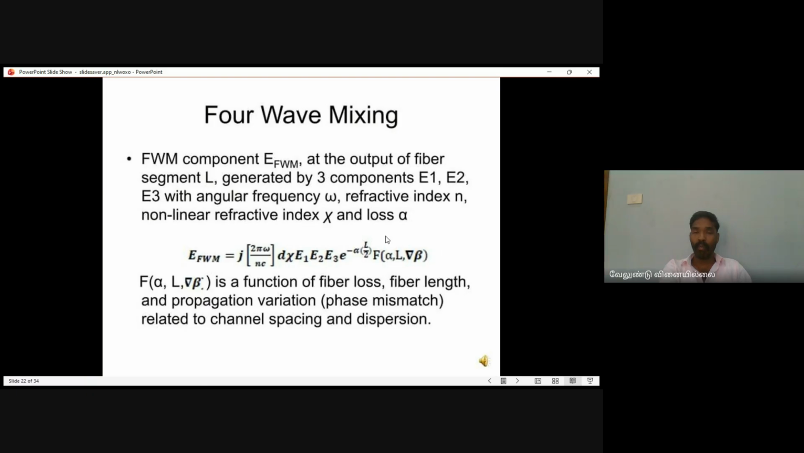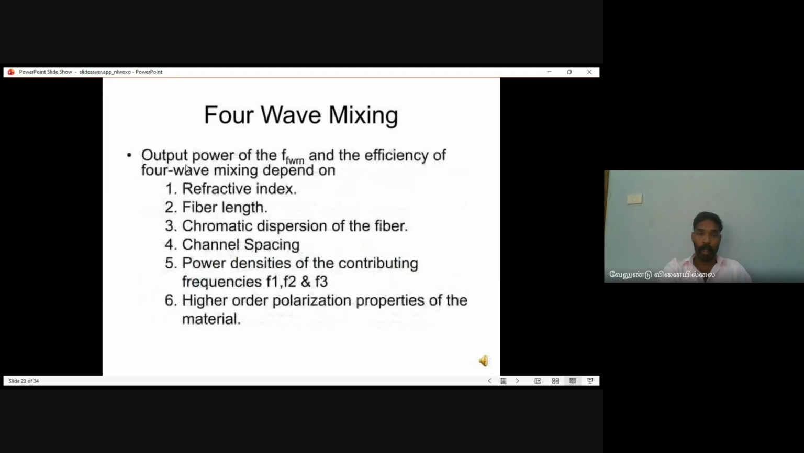It is a function of loss, fiber length and propagation variation, mismatch related to the channel state dispersion. So our electric field is a function of loss as well as the imaginary part of the functionality. So this is the electric field of four-wave mixing. FWM means four-wave mixing. What is the effect? The effect from the Kerr effect.